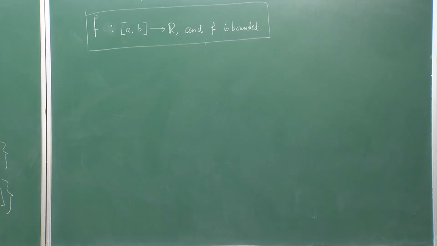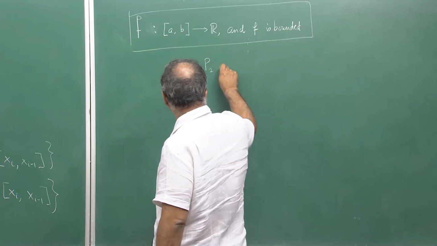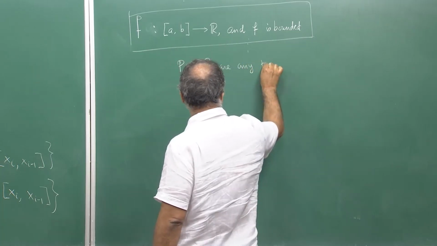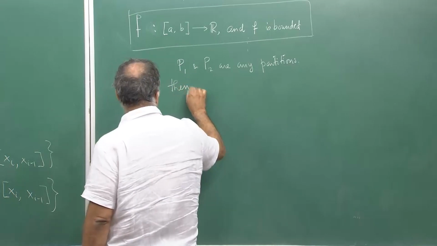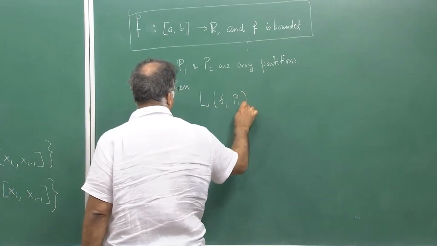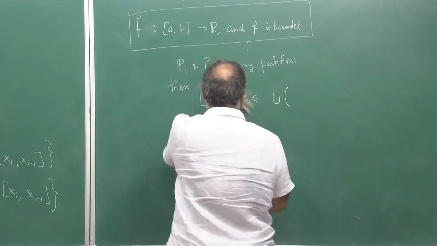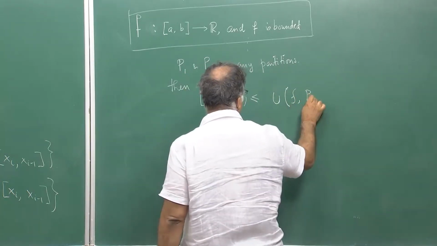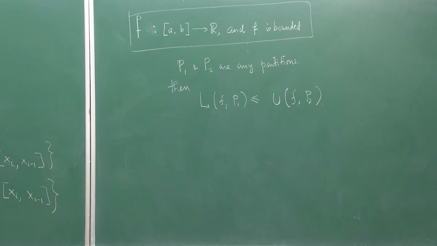So what does this mean? What can we do about it? There are certain issues that have to be settled beforehand. What we want to prove is that if P1 and P2 are any partitions, then the lower Riemann sum is always less than the upper Riemann sum. It does not matter; you can interchange P1 and P2. It has got nothing to do with this.